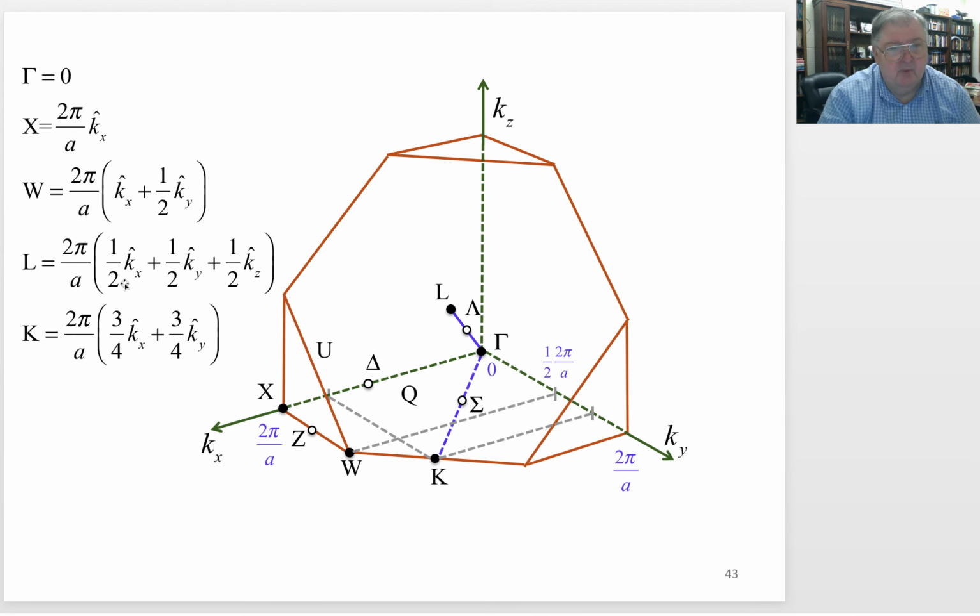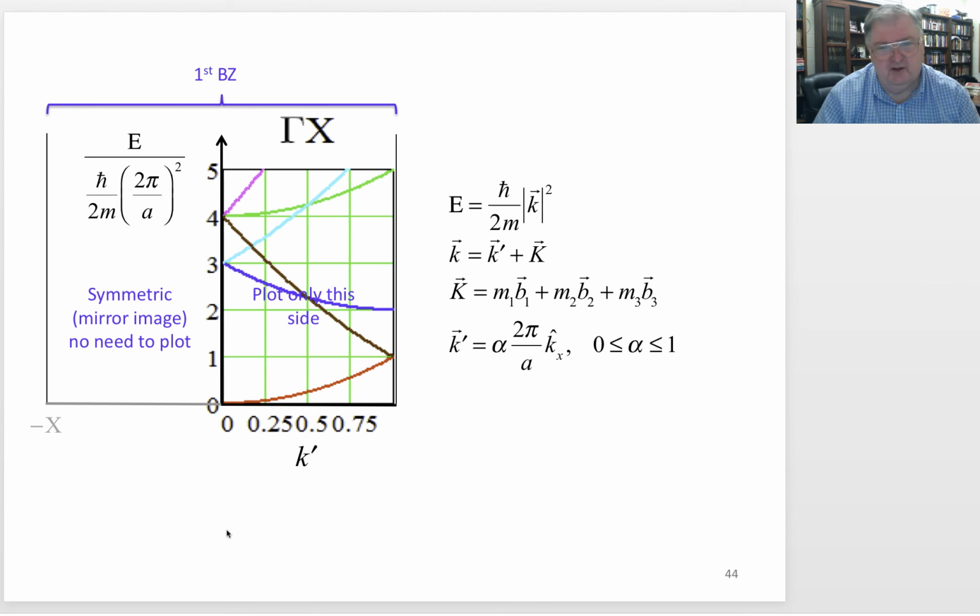Okay, now that we have all these values of k, now you're starting to see, I guess, what these points are, right? When I showed you that strange-looking diagram in class with a gamma point and an X point and a W and a K and an L and so forth, what did that mean? Now you're starting to see what that means. That's the whole purpose of me doing this particular lecture for you.